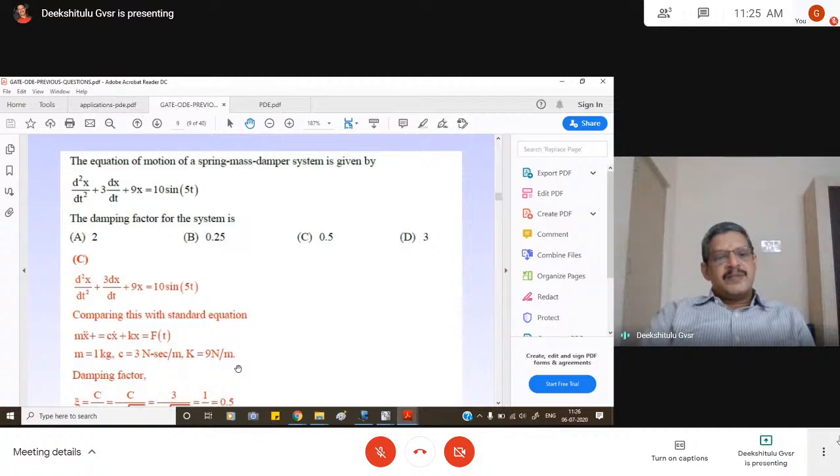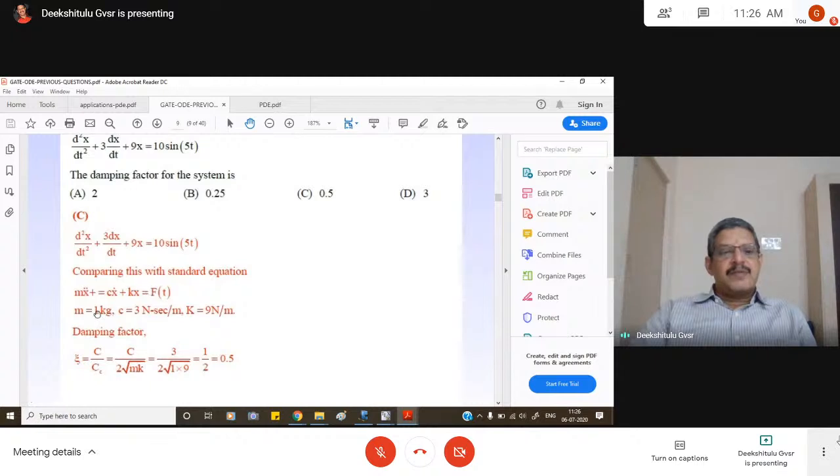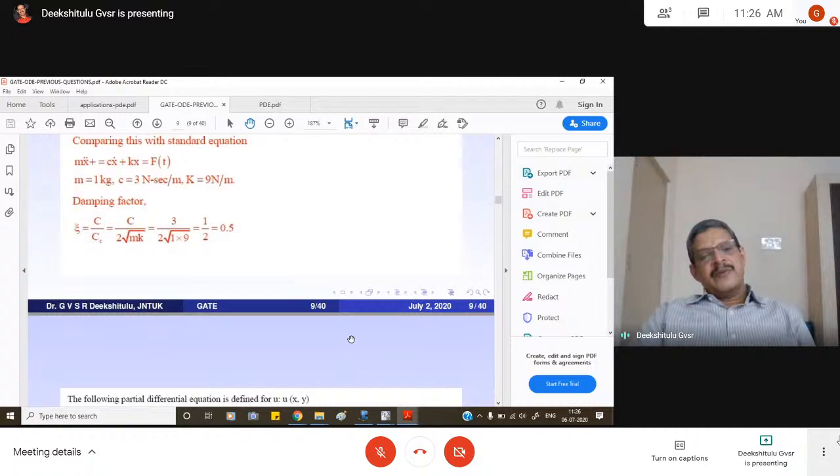The equation of motion of a spring-mass-damping system is given by d square x by dt square plus 3 dx by dt plus 9x is equal to 10 sine 5t. Damping factor for the system is, so the standard equation is mx double dash plus cx dot plus kx. If you compare this equation with the standard equation, m becomes 1, c is equal to 3 and k is equal to 9. So damping factor is given by c by cc. All this calculation, if you do it, becomes 0.5.